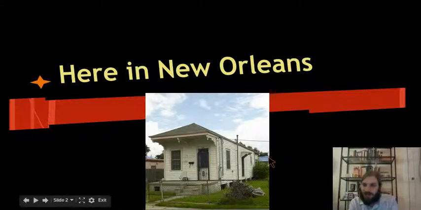So, here's a common New Orleans home. You see, it's raised up off the ground. Why is it raised up off the ground? Well, it's raised up off the ground because New Orleans floods. All right, and if it is raised up off the ground, it is protected from some of that flooding and some of that damage that could be caused.